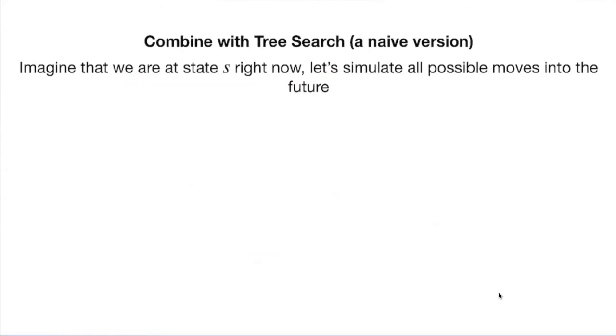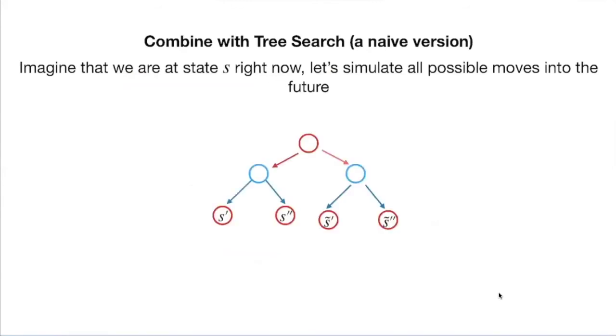Imagine that we are at state S right now, and let's simulate all possible moves into the future for multiple steps. For simplicity, let's assume we only have two actions, left and right. This is where we are, and we simulate into the future for two steps. But you can imagine that you have hundreds of actions. In this case, the number of branches in each node will be 100, and you can simulate it for 10 steps into the future. For simplicity, let's assume we have two actions and we simulate into the future for two steps.